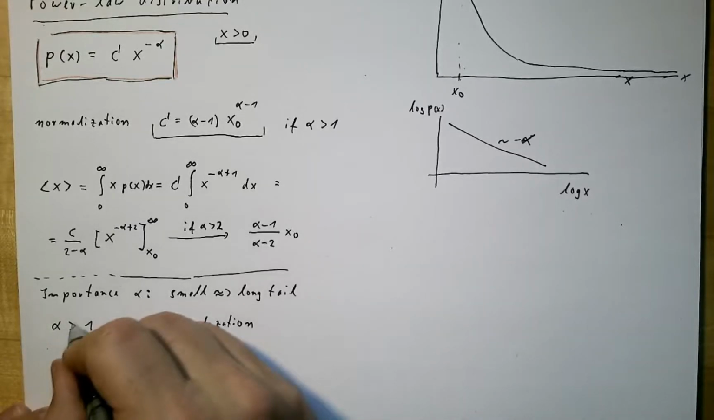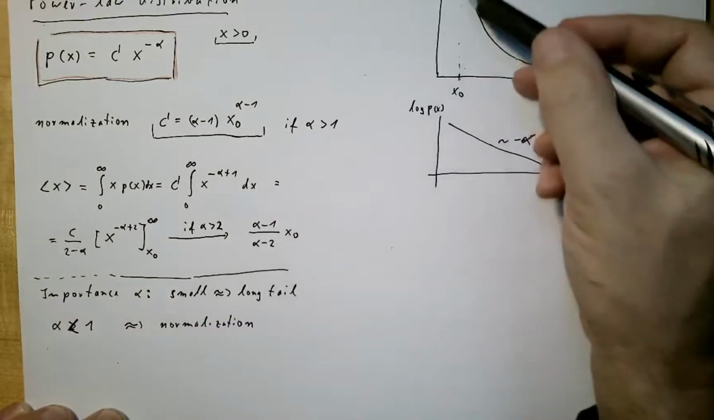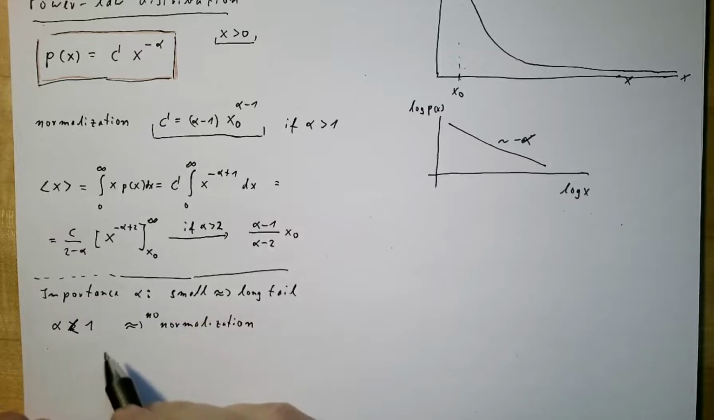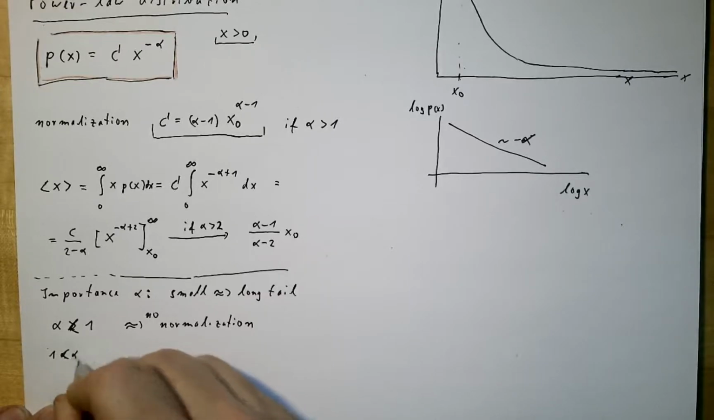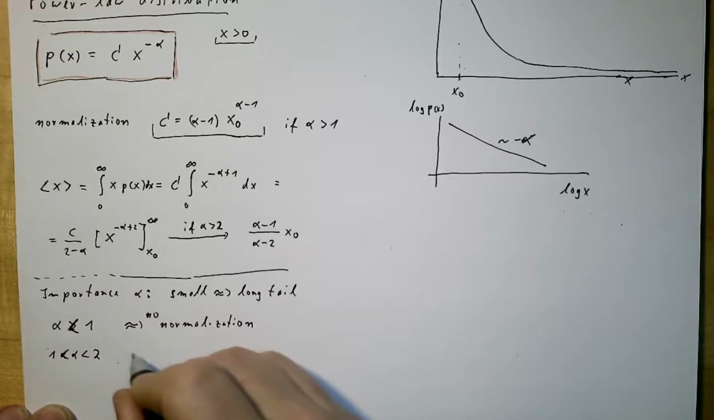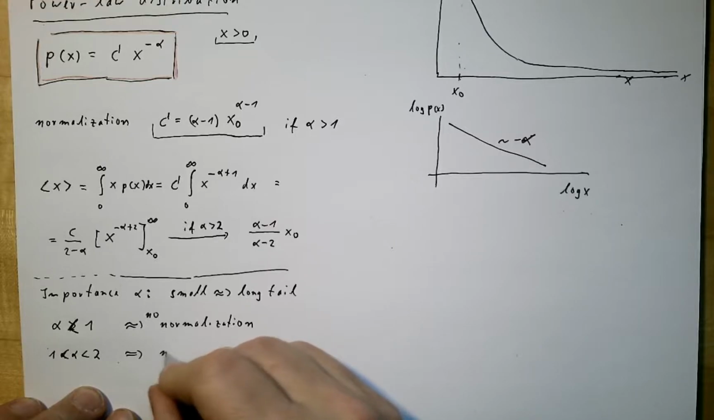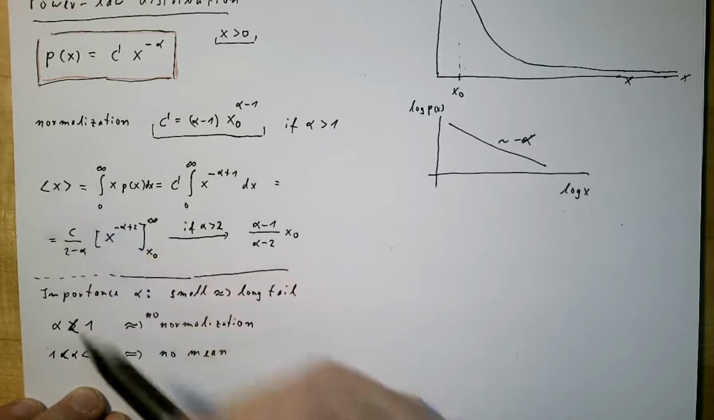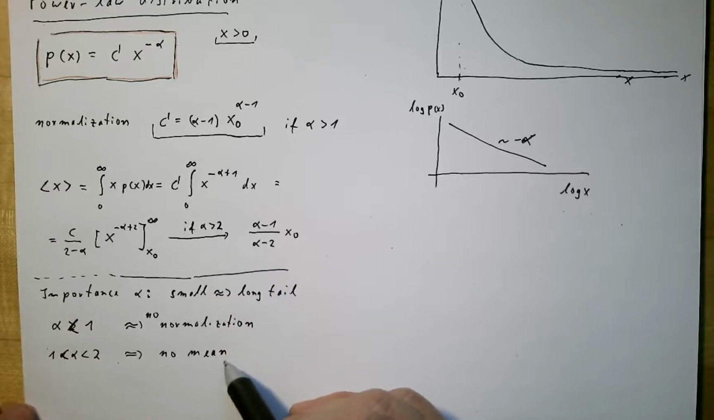Or maybe let me write it differently. If alpha is smaller than 1, so a very small alpha would be a very broad distribution, and then we have no normalization. Now, if alpha is larger than 1 but smaller than 2, then we don't have a mean, because the expectation value of x would diverge. So in this range the distribution doesn't have a mean.